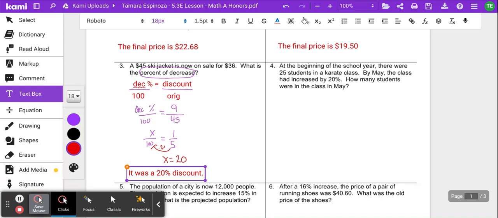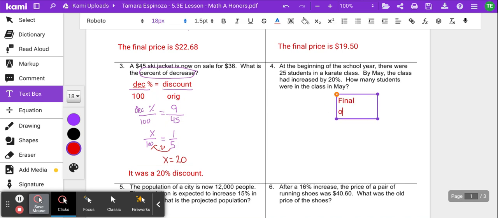Number 4. At the beginning of the school year, there were 25 students in the karate class. By May, the class increased 20%. How many students were in the class in May? So May is a final. We want what the final count is. So we're looking for the final.